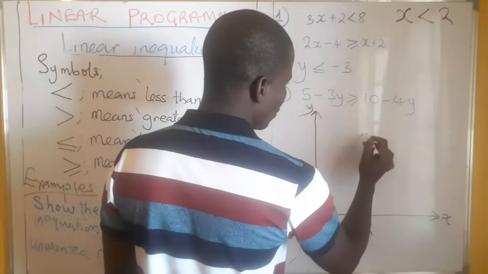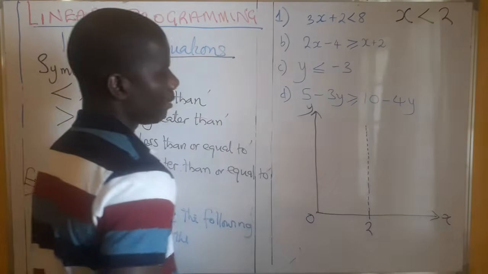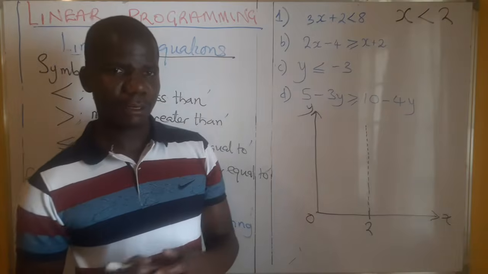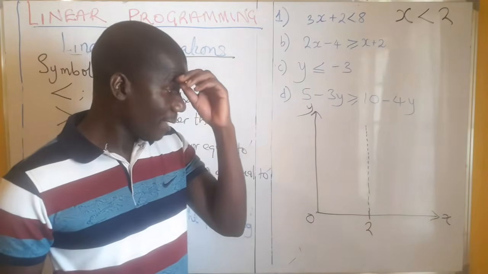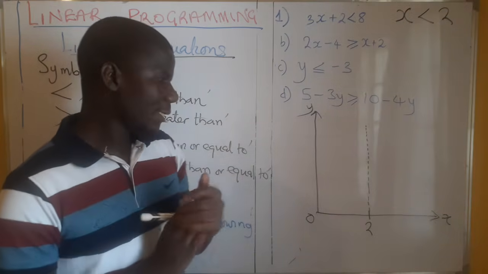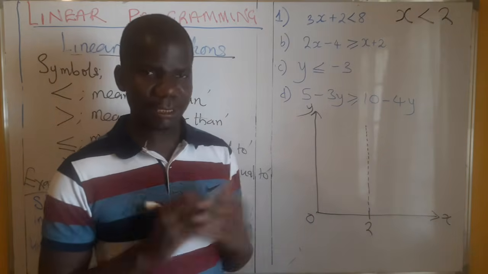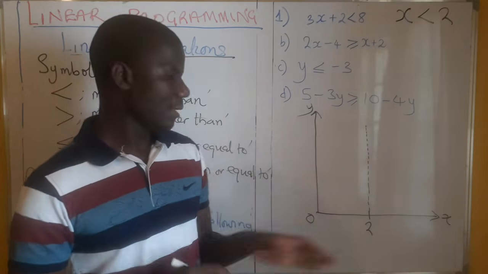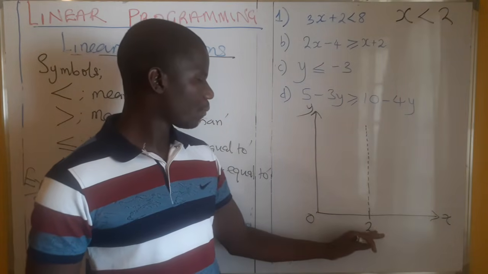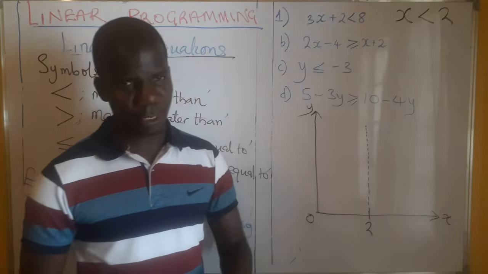So what I'm going to do, I'm going to draw a straight line coming here. As you can see, the line that I have drawn is dotted or broken. Why? Just the same thing that we did on the number line where the circle was not shaded. This demonstrates that the coordinates that are on this line do not satisfy the inequality, including 2 itself. So we are not supposed to have the coordinates that are here. That is why the line is broken.